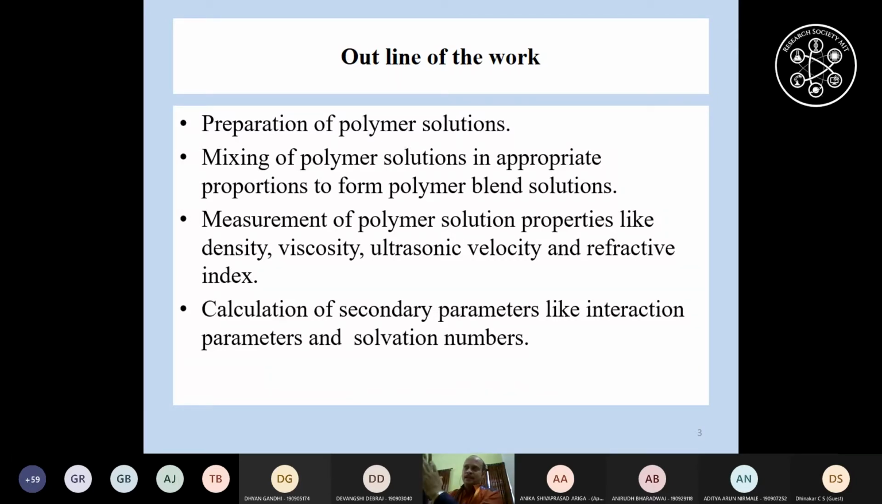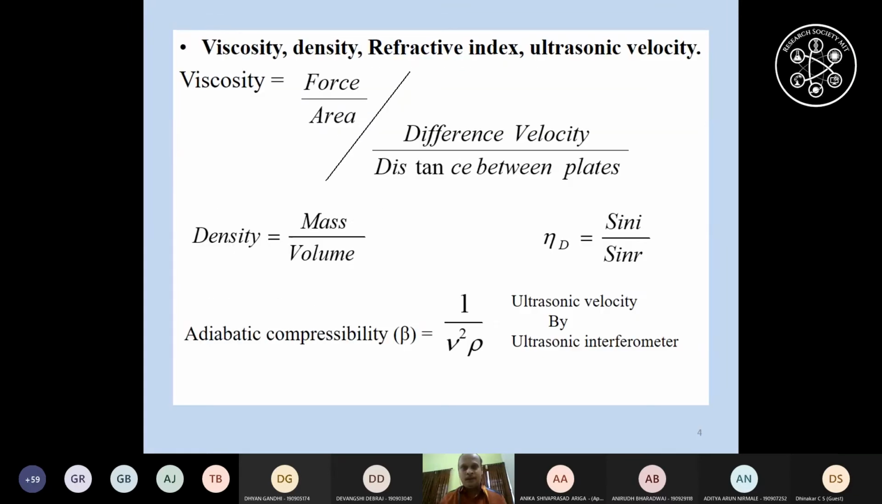Of course, it is an interesting point of view, the chemical engineering aspect. I am going to do some calculations. From that I can try to identify whether there is an interaction or not. Okay, so these are the parameters. Of course, you know what you mean by viscosity, what you mean by density, and refractive index. Of course, you may not know what ultrasonic velocity is, right?